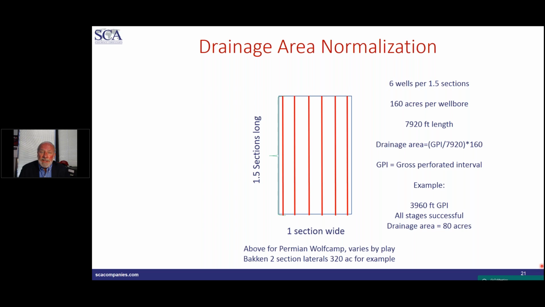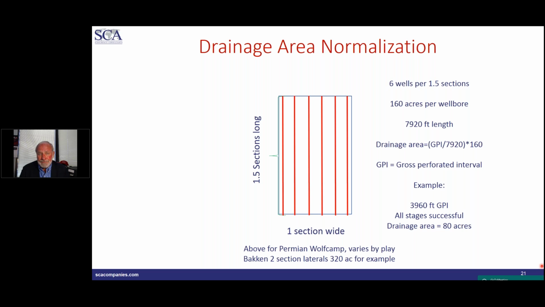Again, everybody's on fairly intense stage spacing now, where you don't have 500-foot stages out there anymore, where you're not sure how much you're actually draining. We're getting down to where we're pretty sure we're getting most of it, with the current practices. But again, this is for the Wolfcamp in the Permian.